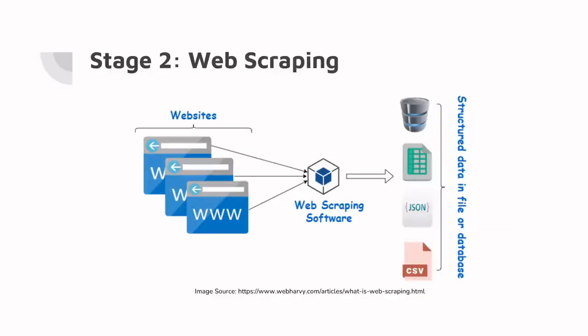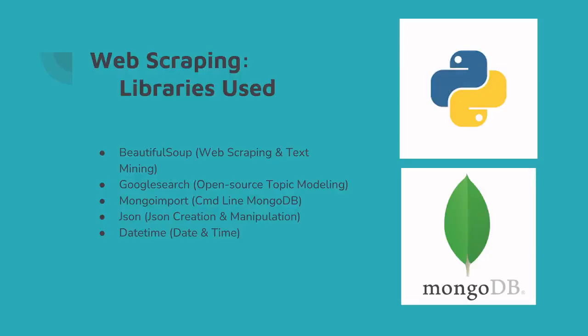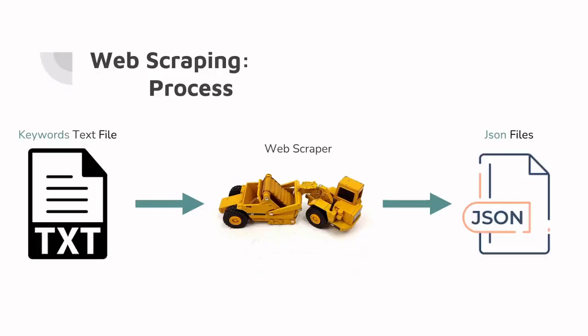The web scraper uses that text file in the upcoming things to query all the websites based off of the keywords and put them into a file format that our database can use. These are the libraries I use for the web scraper, Beautiful Soup and Google Search being the 2 main ones, while Mongo Import, JSON, and DateTime are used for importing things into the database, as well as file path and directory manipulation. This is just a bird's eye view of the scraper.